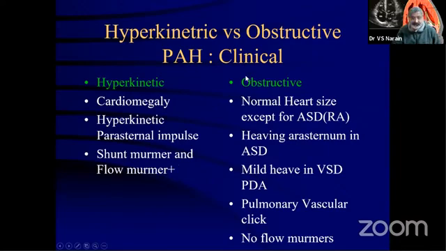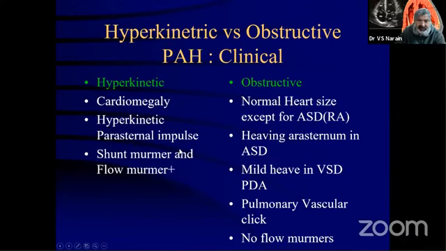Now, if you have obstructive PH, that means now the flow is going down. Once the flow is going down, the patient is going towards Eisenmenger or is already in Eisenmenger, then the heart size will start coming back to normal, except for an ASD situation. The parasternum will be heaving in ASD, but it will likely be silent or nearly silent in a case of VSD or a PDA. There will only be a mild heave. It can be slightly more prominent in ASD.